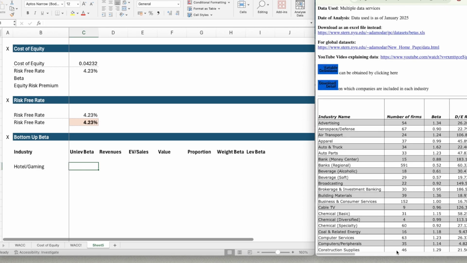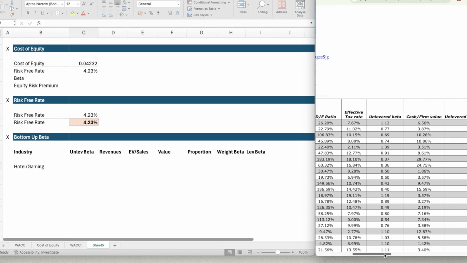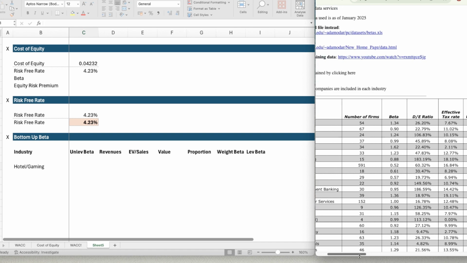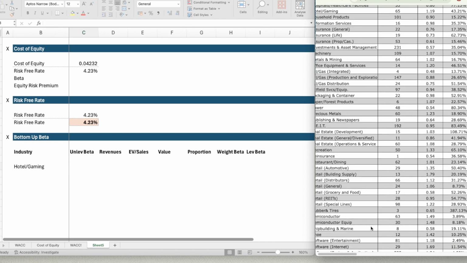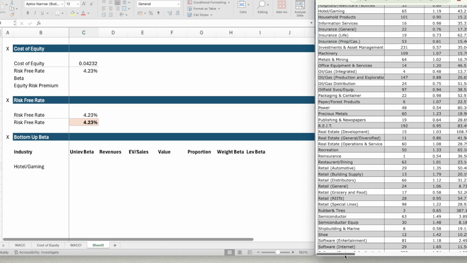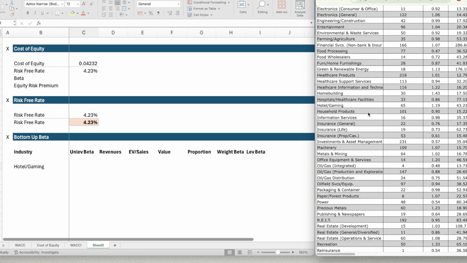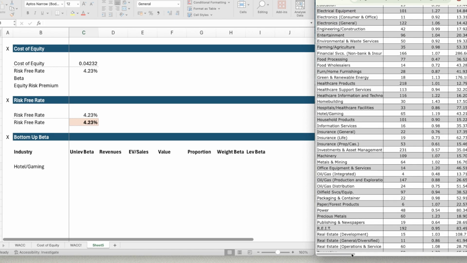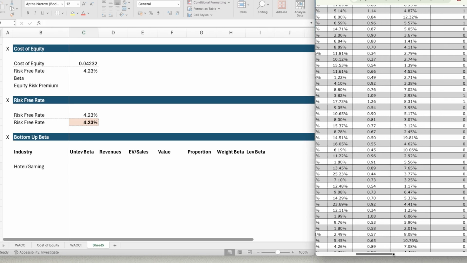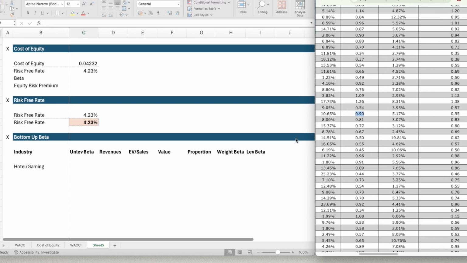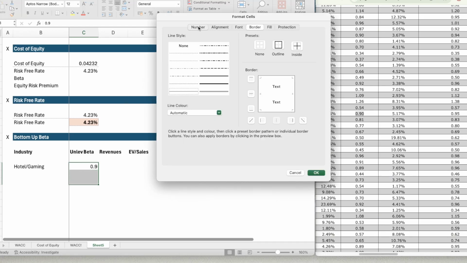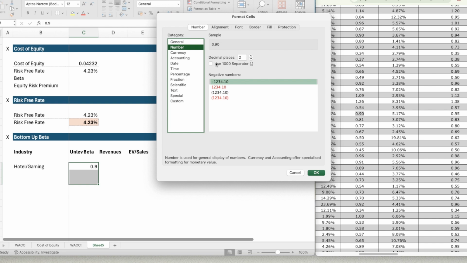So unlevered beta for hotel and gaming is, where's that? That is there, after effective tax rate. Oh, this one. This number, 0.9. The unlevered beta is 0.9. Because we'll need more decimal places, let's just do that as a number.